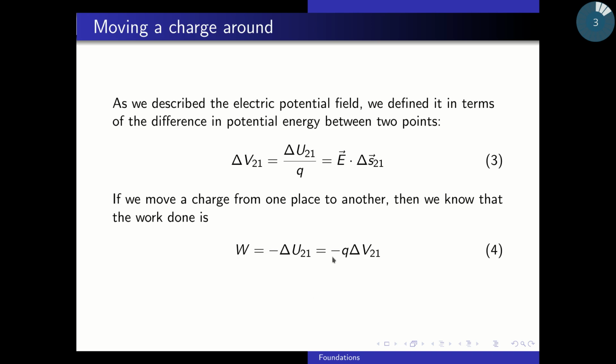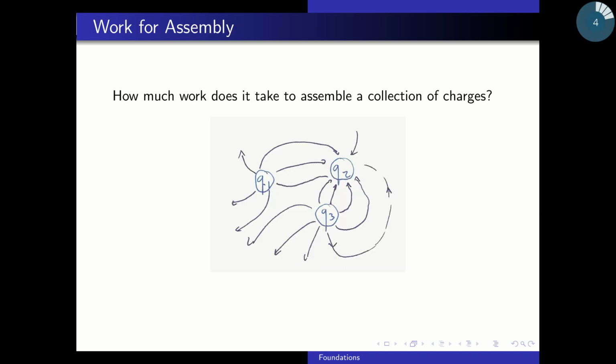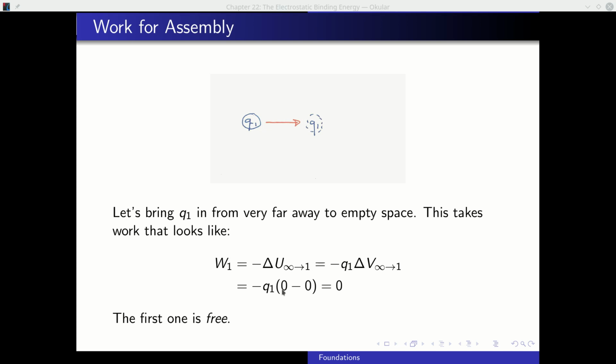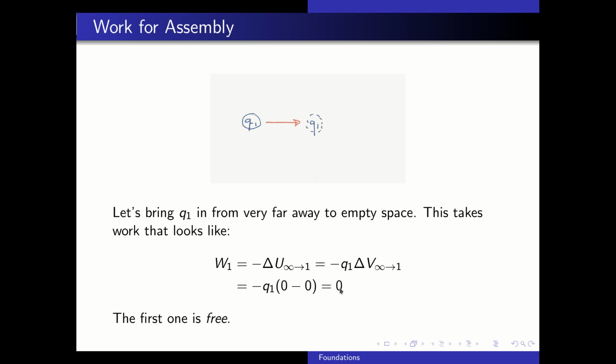Remember, the work done is equal to the negative of the charge that we're moving multiplied by the change in potential between those points. The potential at infinity is 0. The potential at our current point is 0 because there's nothing there. So it takes no work. We can move that charge around all we want, and it takes no effort at all.